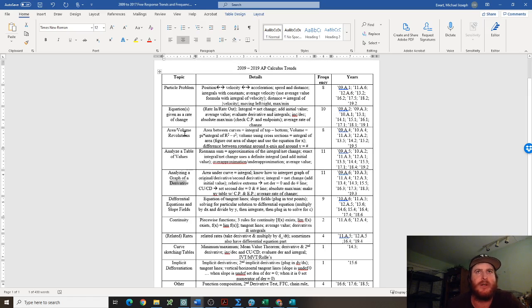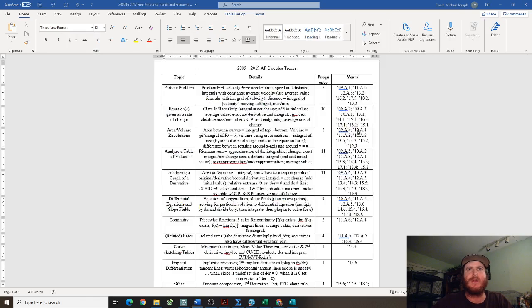So I want to just quickly show, within the details, this is saying what each question is going to ask you to do. So going through these, the particle question. You might need to convert between position, velocity, and acceleration, speed and distance, averages of these, and then speeding up, slowing down, things like that. So those are what those are all about.